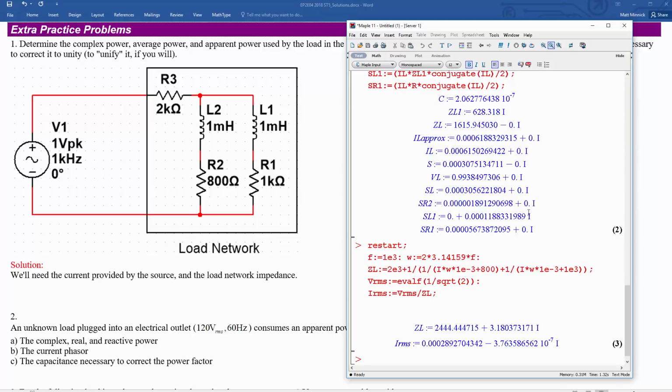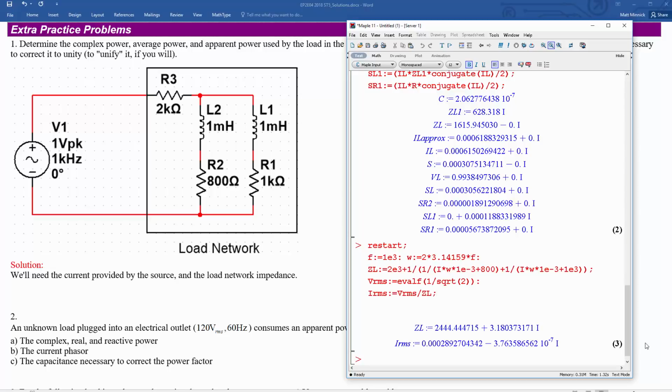Okay, so because the inductances were pretty small, this is mostly real already. It only has a very small imaginary component, about 3 orders of magnitude smaller than the real part. So we don't expect that we're going to have a huge capacitive load in order to correct that out.